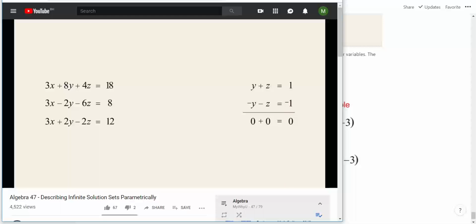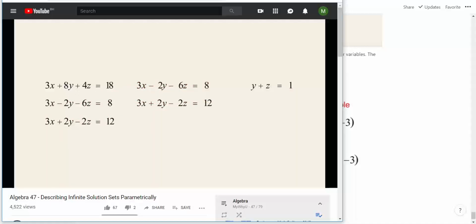we get 0 equals 0, indicating that the given system has infinitely many solutions. So far, so good. We have seen that eliminating x using the first and second equations gives us y plus z equals 1, and eliminating x using the first and third equations also gives us y plus z equals 1. Will we always get the same result no matter which pair of equations we choose? Let's see what happens if we use the second and third equations to eliminate x.